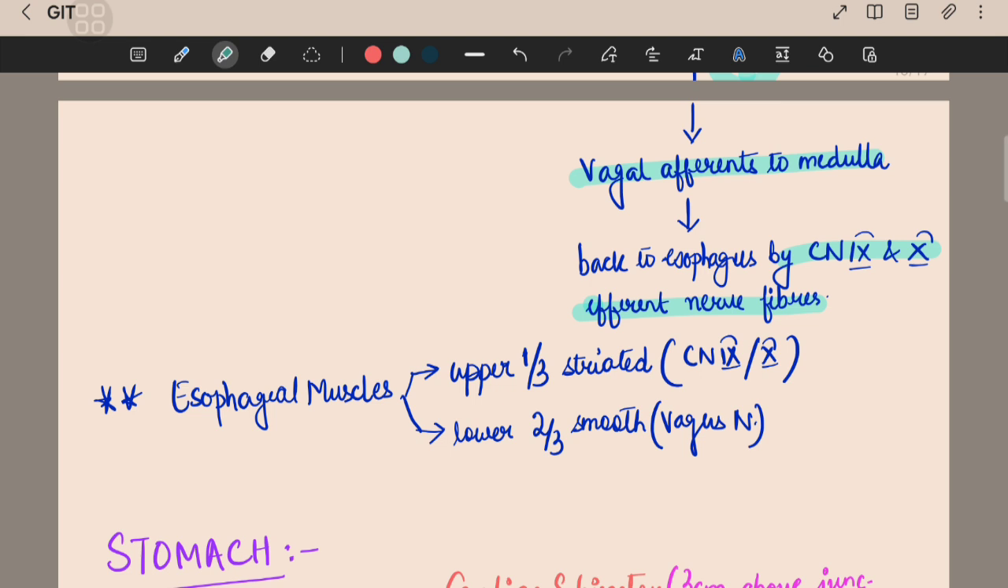So for control of the esophageal muscles, the upper 1/3 is basically skeletal muscle or striated muscle, which is mainly controlled by the cranial nerves 9 and 10 efferent nerve fibers, whereas the lower 2/3 segment is basically under control of the vagus nerve, which has basically smooth muscles. This should be very clear, the esophageal muscles and their extent.